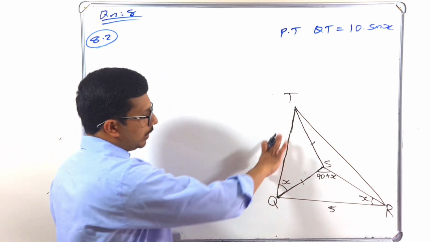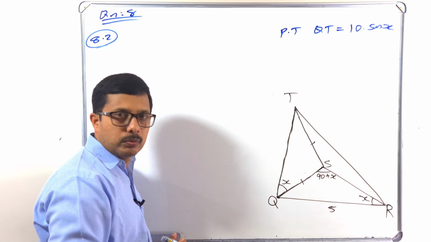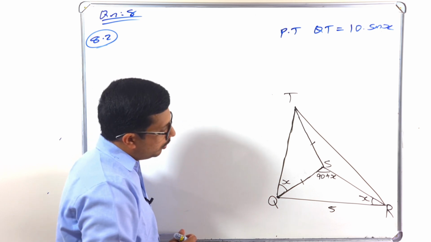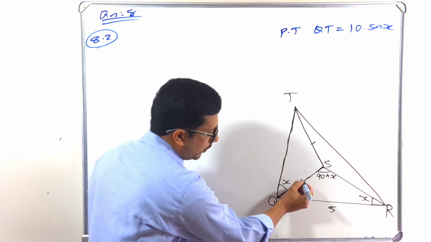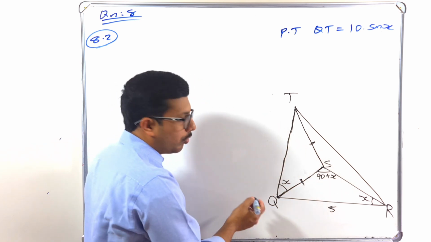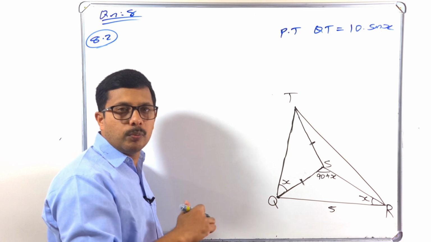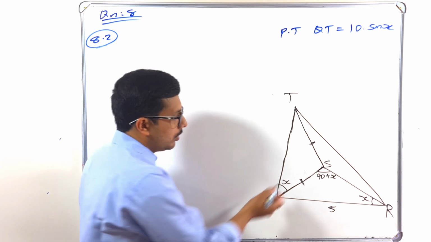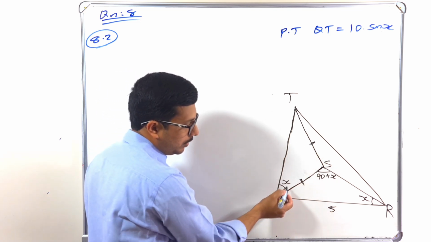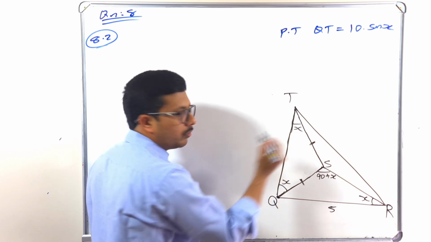You have to prove that this length QT is 10 sin x. That is what you want to prove. So now how can we prove that one? Look at this one. This side and this side are equal. If two sides are equal in a triangle, then the opposite angles are also equal. So what is the opposite angle of this side? It is x. So what is the opposite angle of this side? That one is also x.